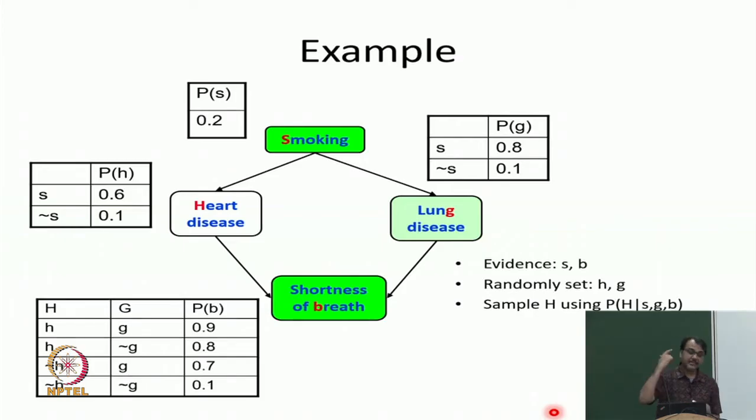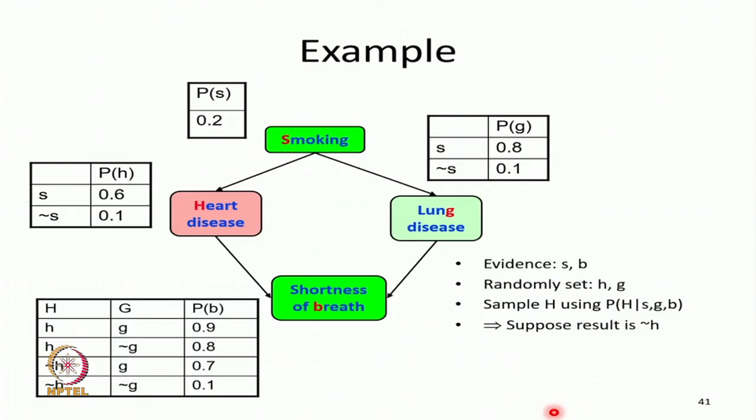All the three: my parents smoke, my children shortness of breath, my other parents are children lung disease. So then I will take all these three and I will sample H again. So, I will compute the probability and sample H. Let us say my sample is not H. So now my new state is S, B, not H, G. That is my new state. I have done one step of the random walk.